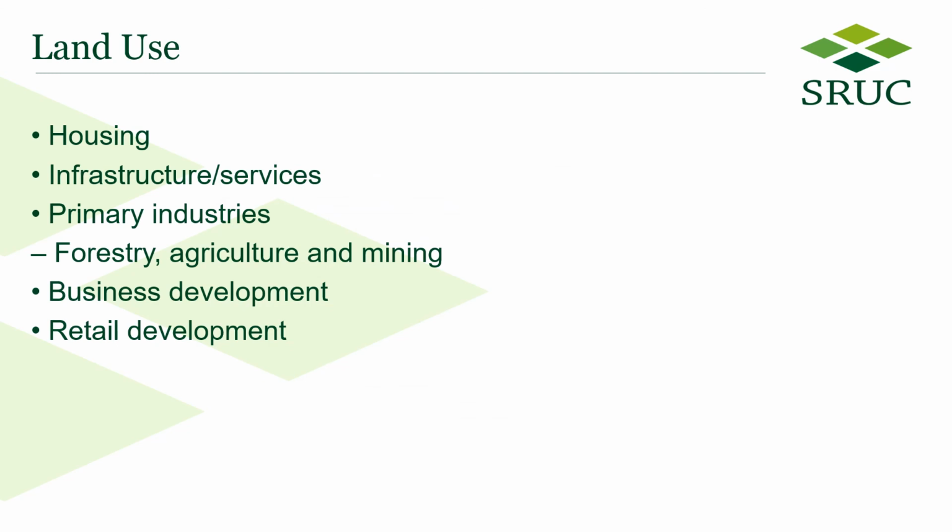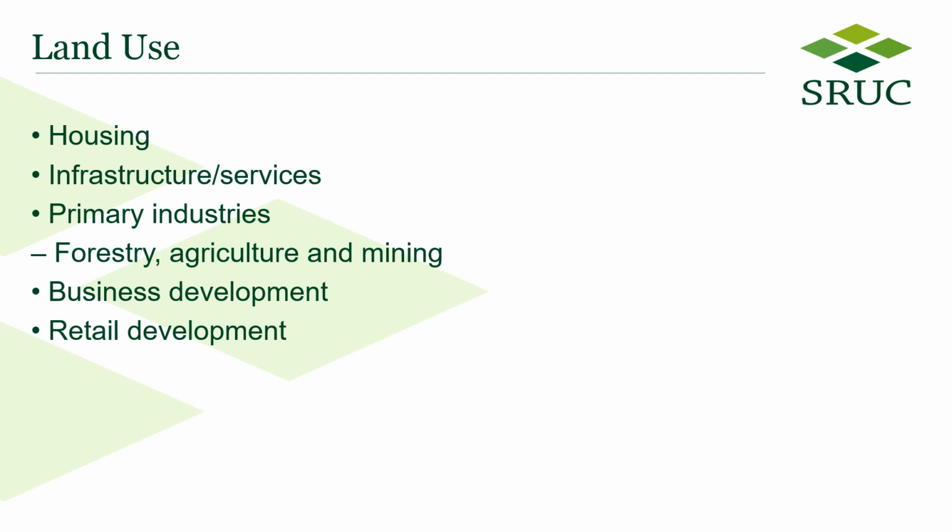Okay, so lastly, for land use, you will want to pay attention to the following: housing, infrastructure services, primary industries, forestry, agriculture and mining, business development, retail development. You want to discuss trends. What is, for example, causing decline of housing among younger working age people? And is it lack of infrastructure? Is it relevant legislation that hasn't been passed?